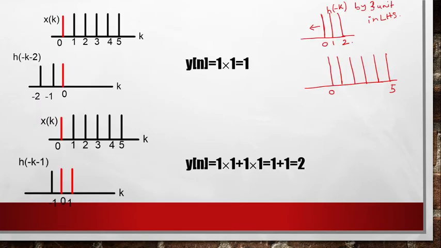Now the second part is what I am going to do. I will shift this signal in the left hand side by 2 units. Now when I shift this signal by 2 units, what am I getting? How will it be shifted? I am drawing it. 0 will be shifted to -2, 1 will be shifted to -1 and 2 will be shifted to 0.